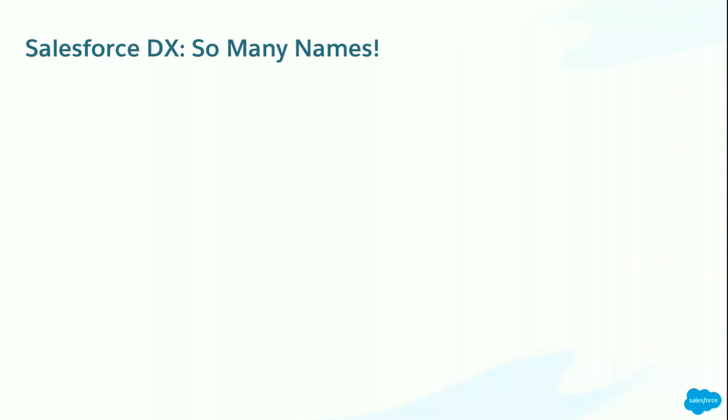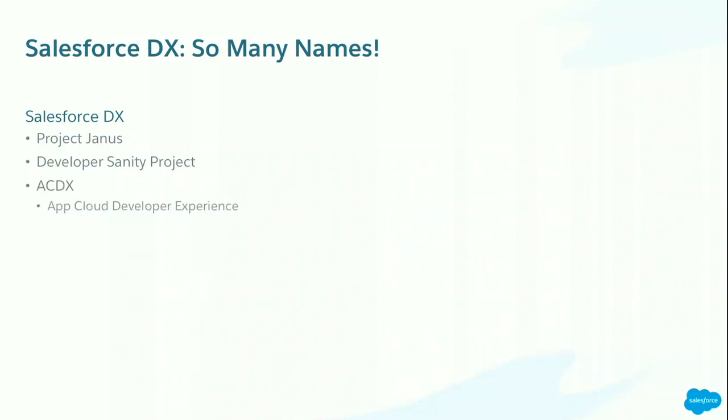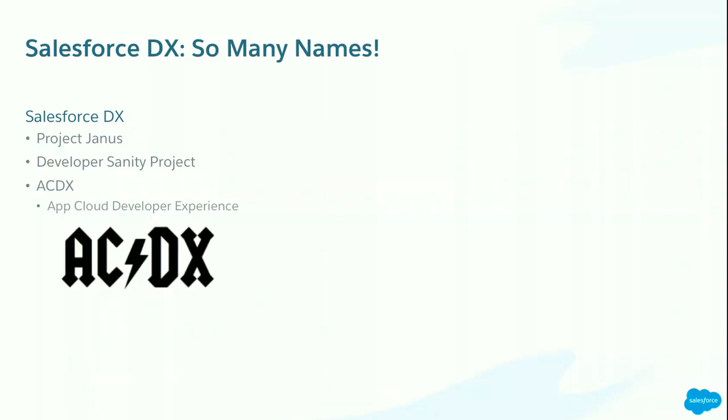Over the last 2 years, it's blessed us with some pretty interesting names that I would share some of them with you. Salesforce DX itself started as Project Janus. Janus is the Greek god of looking forward and backwards, future and past, which made some sort of poetic sense. I referred to it as the Developer Sanity Project for a while, for reasons you can all probably relate. And then it became, for a long time, ACDX, App Cloud Developer Experience. App Cloud was a thing. App Cloud is not a thing anymore, so now we're no longer ACDX, but we did have a sweet logo. I'm sure there was no copyright infringement at all. And by the way, we had the Lightning in there already, so we're ready for the Lightning platform stuff.